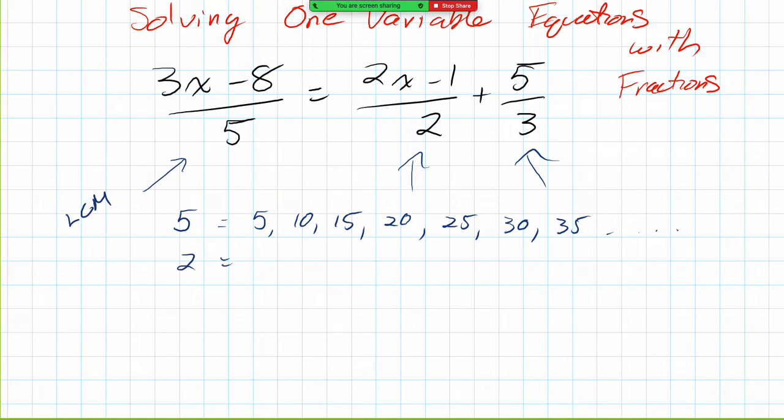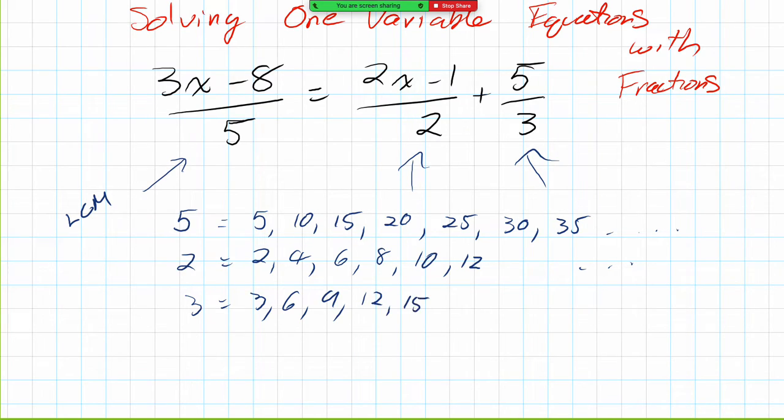We have 2. 2 goes up quite a bit: 2, 4, 6, 8, 10, 12, and it goes on and so on. And 3, we get 3, 6, 9, 12, 15. Okay, this one's tricky. It's hard to see what the answer is going to be. When we look down at what I've listed so far, I don't have an answer. I don't know what the answer is going to be off the top of my head here.